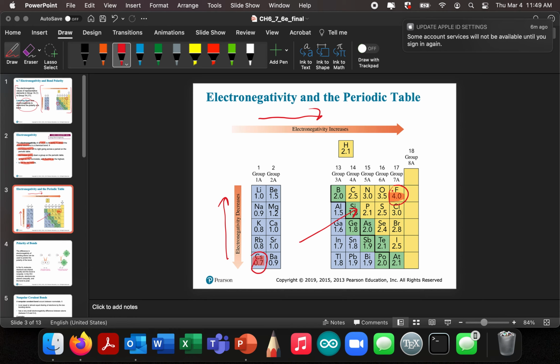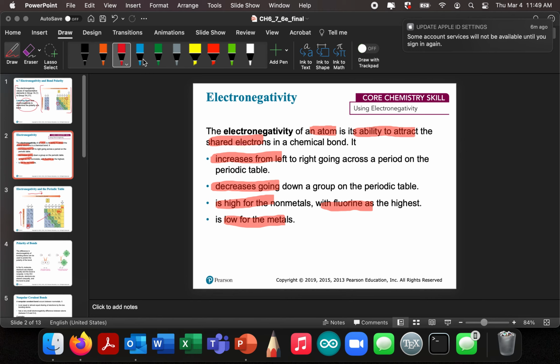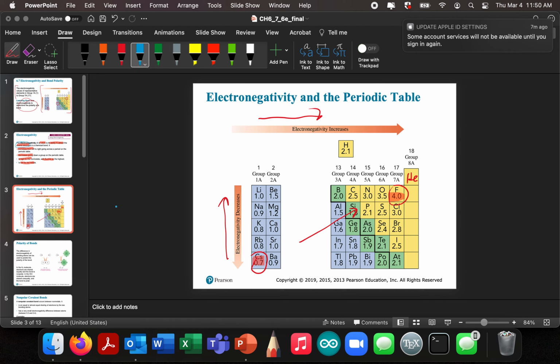Now, you might say, well, why doesn't helium have an electronegativity? And I would say, let's go back to the definition: electronegativity is the capacity of an atom to attract shared electrons in a chemical bond. And helium doesn't make bonds, right? So these guys won't have any electronegativity at all because they don't make bonds. We're talking about the attraction of electrons in a bond.